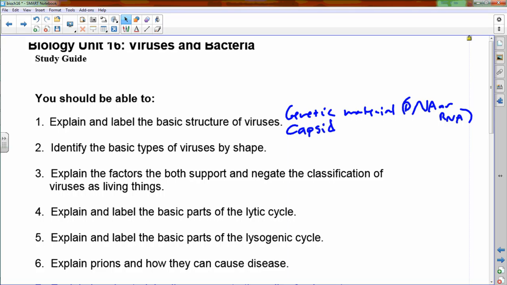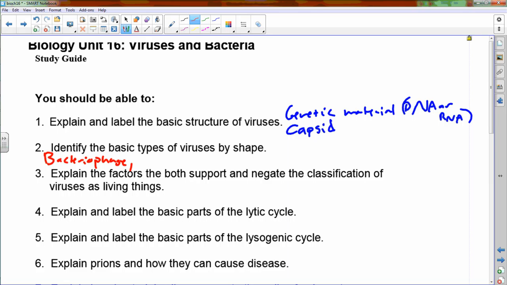Okay, number 2, you should be able to identify the basic types of viruses. So, what were the types that we talked about? So far, I've heard bacteria types. We want virus types. Bacteriophage. Okay, what else?